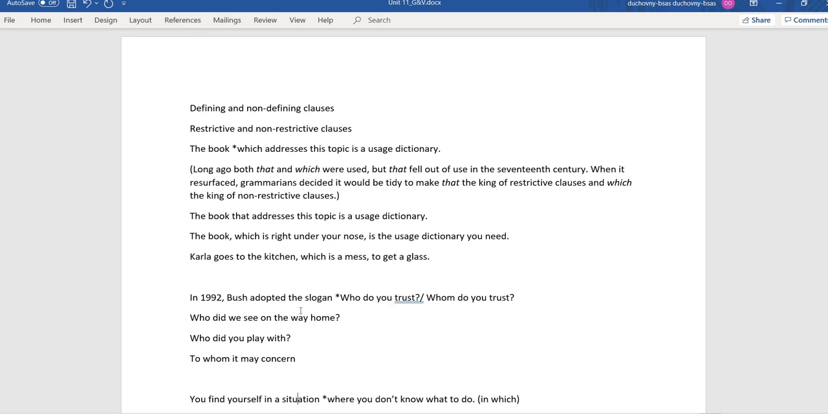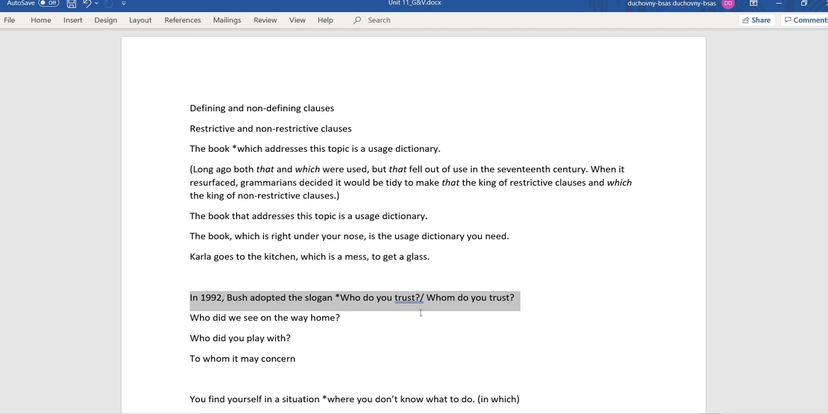actually, I'm going to make very few comments from these notes here. The next comment I want to make is about the difference between "who" and "whom," which usually leads to trouble. Please be sure to check out the Watch Out box because you have very good examples here. And I wanted to share with you this story: in 1992, Bush adopted the slogan when he was running for president, "Who do you trust?"